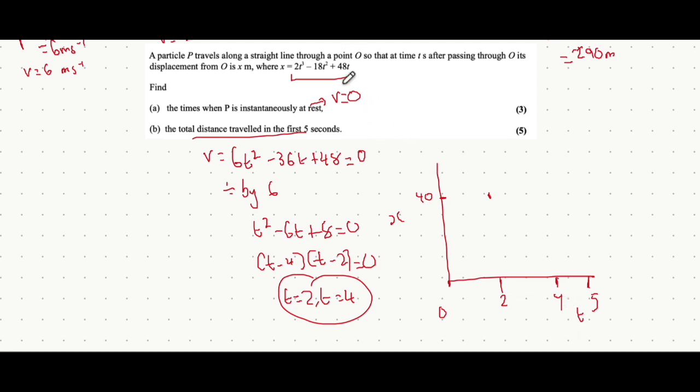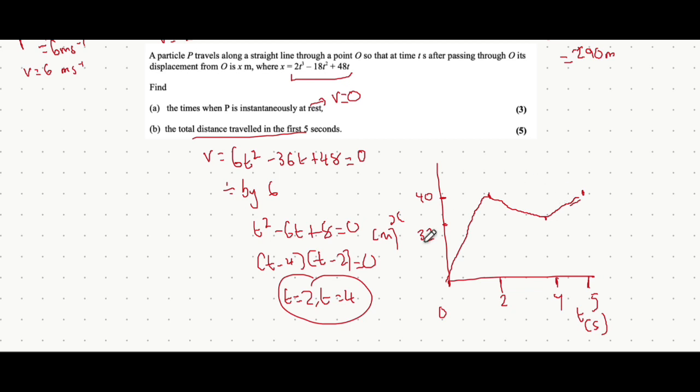When you put t equals 4 into this displacement equation, you get x is equal to 32. X, by the way, is just displacement in meters and time in seconds. And then when you put t equals 5 into it, you get 40 meters again. So the displacement time graph looks something like this. In that case, is the distance traveled just from 0 to 40?